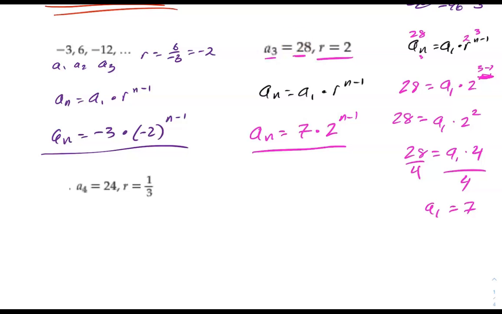So there we go. With that one, I didn't have the first term, so anytime you're missing the first term, you go back to the original equation and plug in what you know. So I know when I plug in 3, I get 28 as my an, or as my a3 technically. My r is 2. Just plug in and solve.